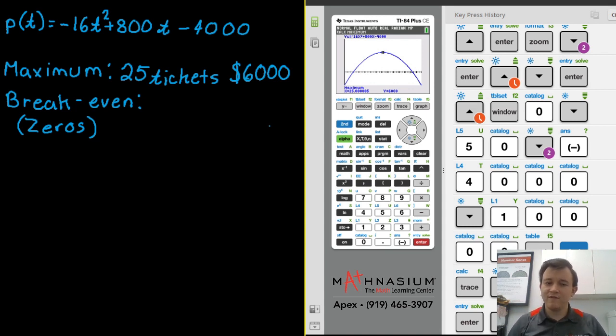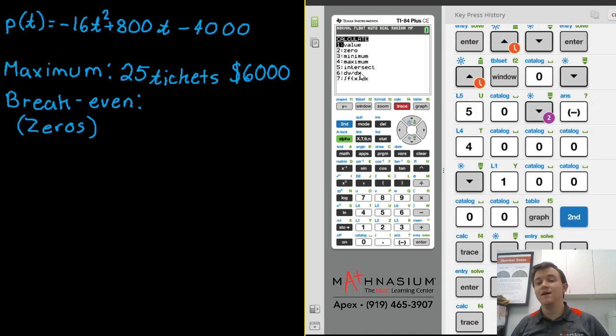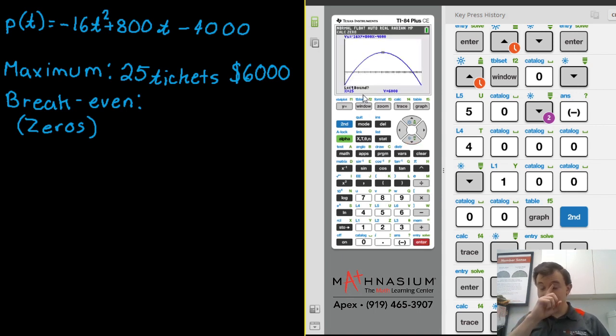But 25 may be high. We may only have like 10 people attend, and we want to know if it's worth it. So we're going to be looking for our break even. Now, for the break even of a function, to find its zeros, you go back into that calc menu, so second into calc, and it will say calculate. Oh, that says 0. Sounds like what we want. So 0, and once again, it's going to be asking for your left and right bound.